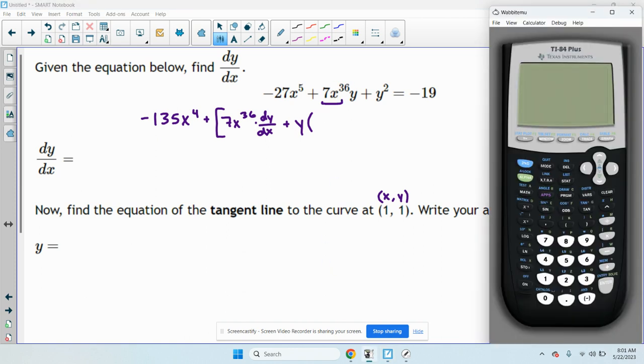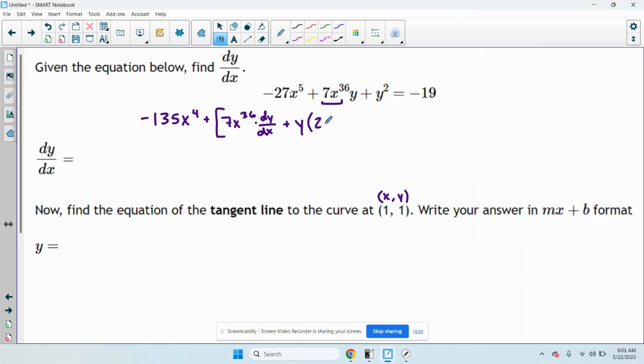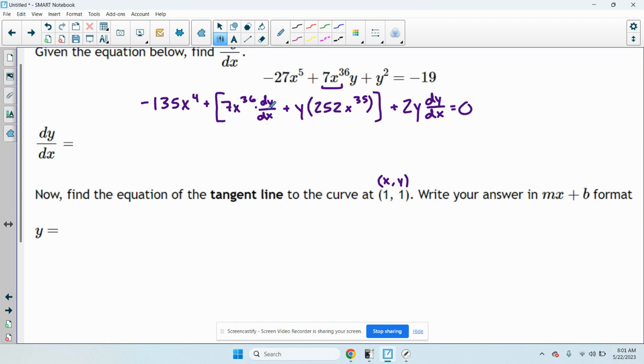36 times 7, I just don't want to make any mistakes here, 252. So this is 252 x to the 35. Ugly thing, but plus 2y dy/dx equals 0. We're just adding across the top, so these brackets don't really mean anything.